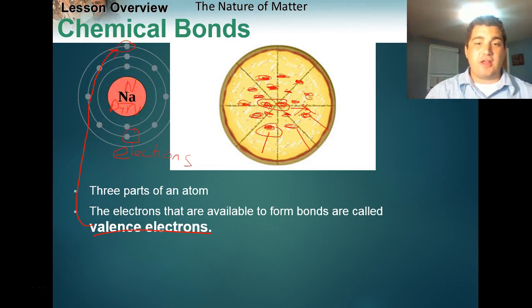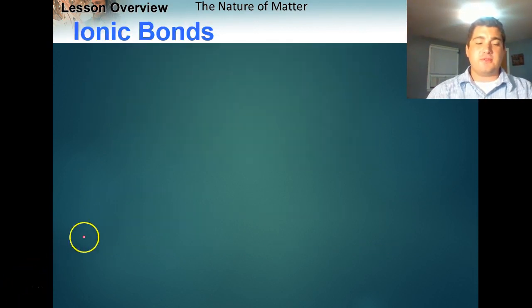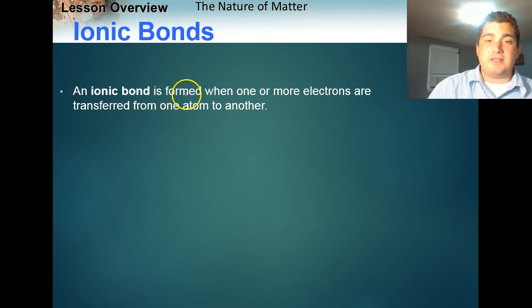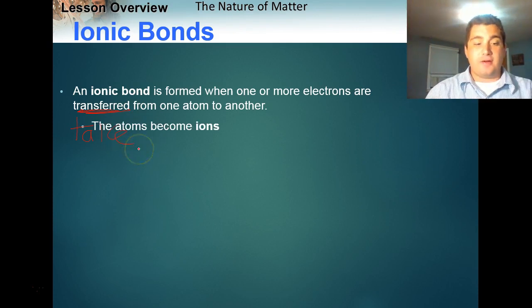It's the free electron, the outermost, which is going to make a bond. The two types of bonds we're going to make with these valence electrons are called ionic bonds and covalent bonds. And the first one we'll talk about is ionic bonds. An ionic bond is formed when one or more electrons are transferred from one atom to another. And another word I like to use instead of transferred is taken, or take. One atom takes an electron from another.